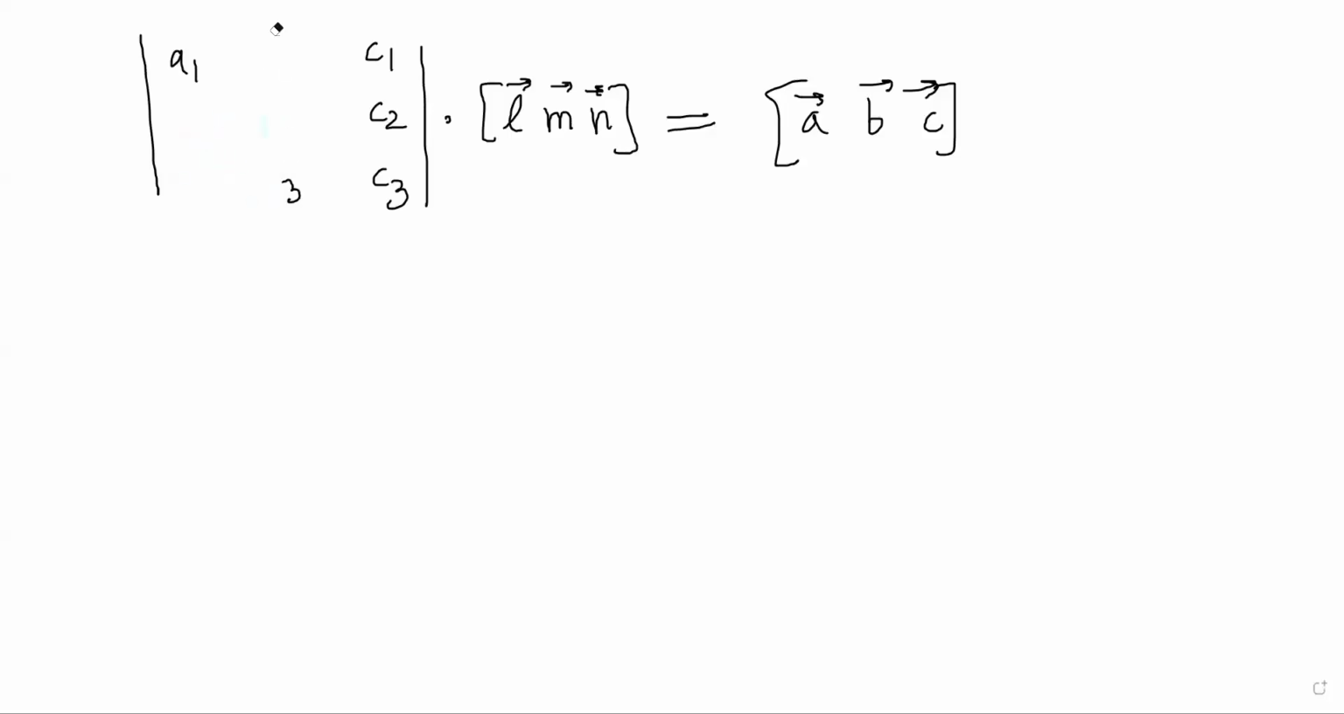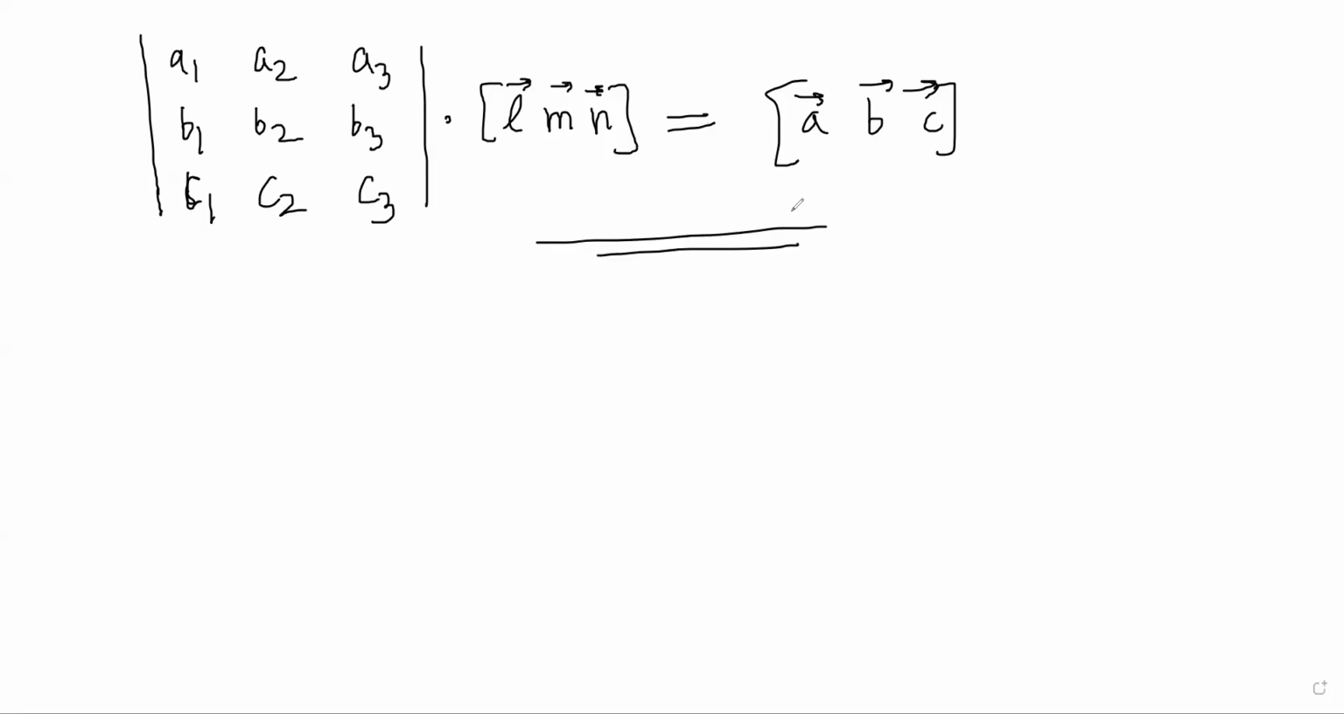Actually, the determinant was like this. A1, A2, A3 were in rows, B1, B2, B3, and C1, C2, C3 was like this. So to understand the usefulness of this property, let's try to do at least one problem. Let's look at this question.